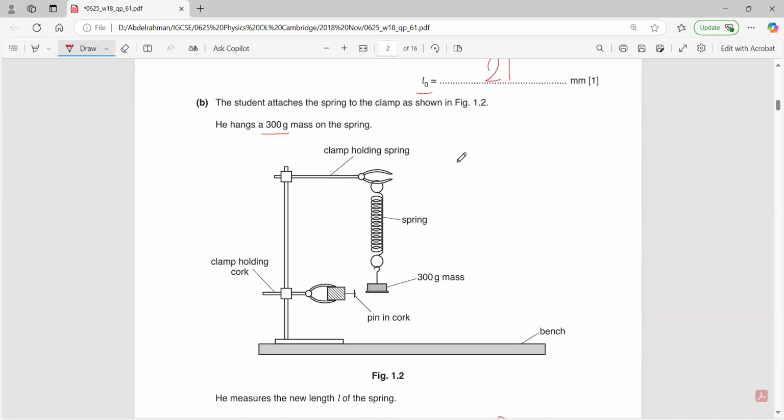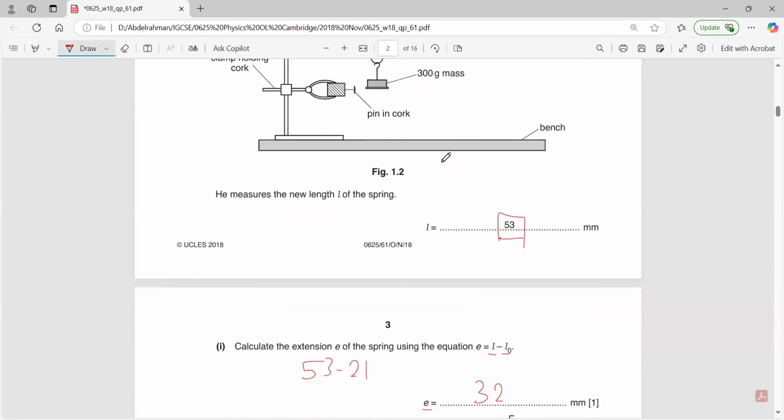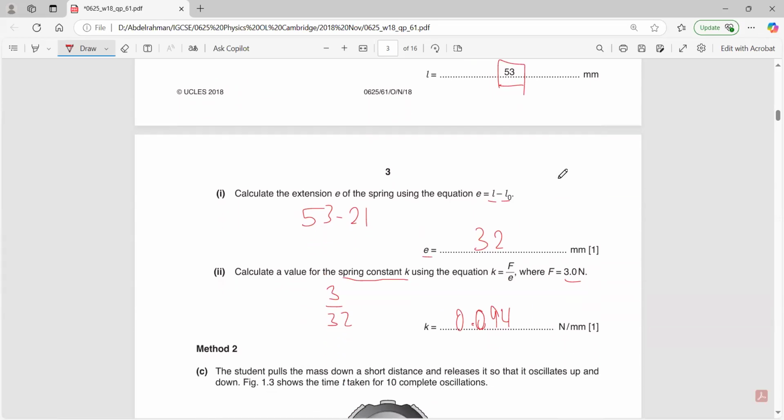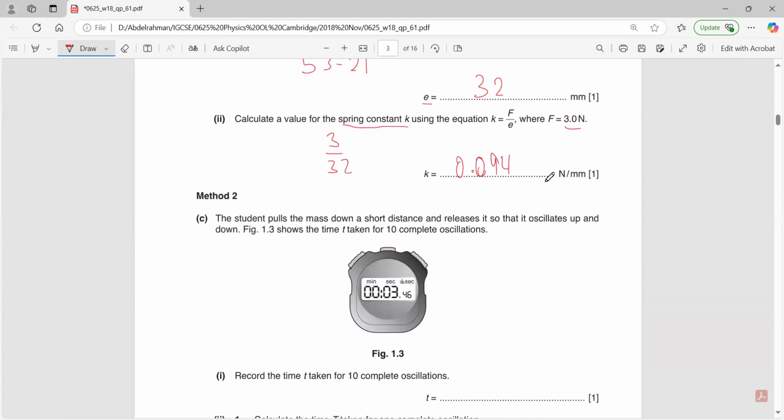Then he found that the extended length L was 53. The extension is now 53 minus 21, which is 32 millimeters, and he found K. Even if you don't know what the spring constant is, it doesn't really matter. So now I wrote down 0.094.